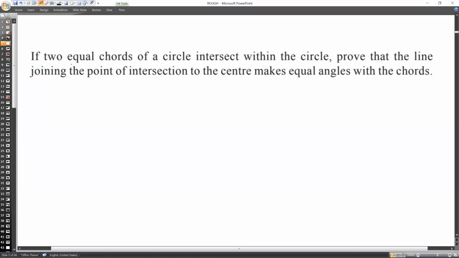So read this question. The two equal chords of the circle intersect within the circle. Prove that the line joining the intersection. This is the same question that we have copied. Let me take a different one. Okay, just a minute.